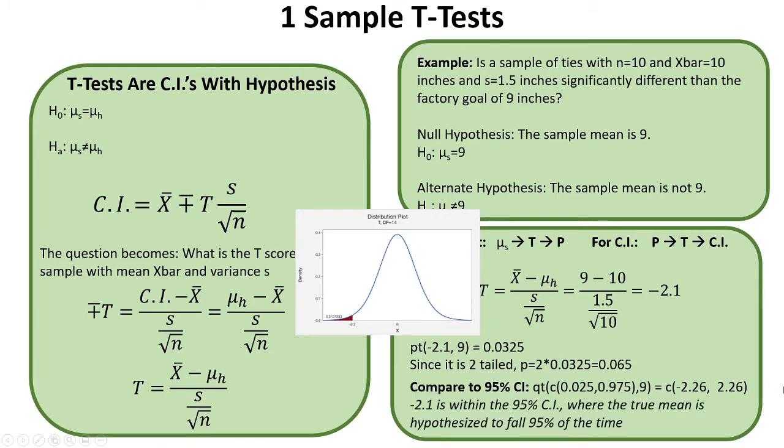So we can already see that generating a confidence interval would also show us that this proposed mean of 9 is within where 95% of the means would be for our sample with an x bar of 10 and a standard deviation of 1.5. So this is the t-test and the confidence interval forward and reverse.